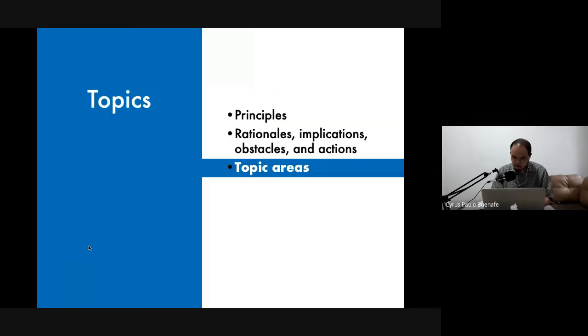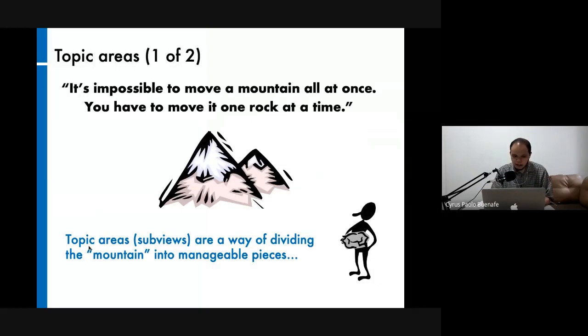And we'll go to the last item on topic areas. So topic areas, or subviews. You have your general view, but then you can have subviews. The analogy here is that a view can be so big, right? Business view, wow. What are the things that you can consider in business view? So many, right?